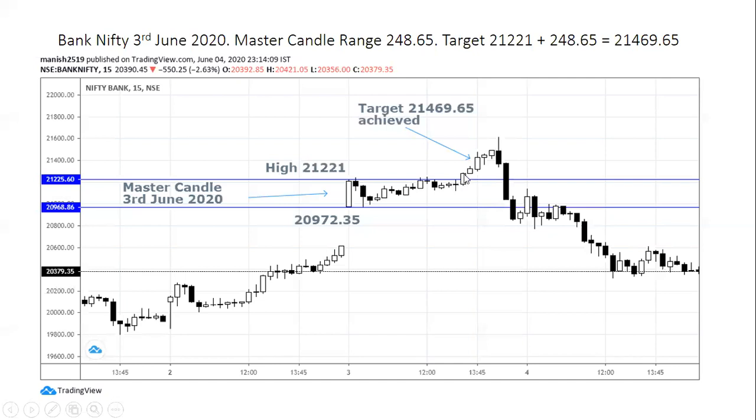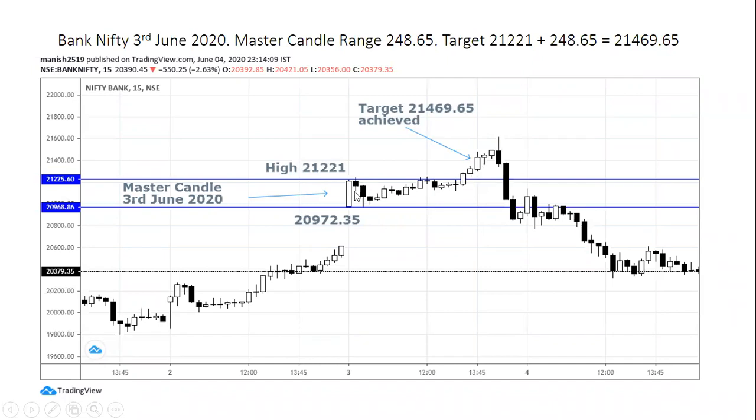Now we want breakout on closing basis. So wait for the candle to get close. Okay, do not take entry in the running candle. Wait for the candle to get close. Once this breakout candle closes, we will take a long trade. Now what will be the target for your long trade? See, target will be master candle high plus master candle range. So 21,221 plus 248 points. 21,469 is your target, which was achieved in this candle. So this was a two candles trade after breakout.